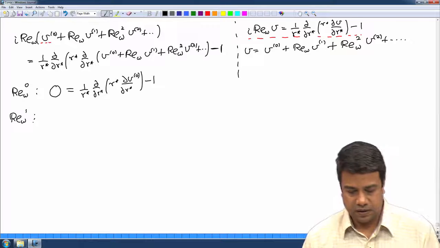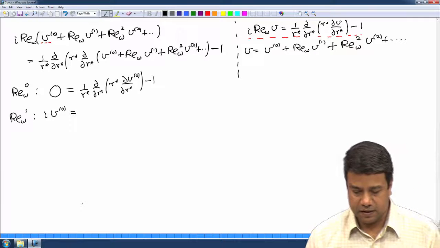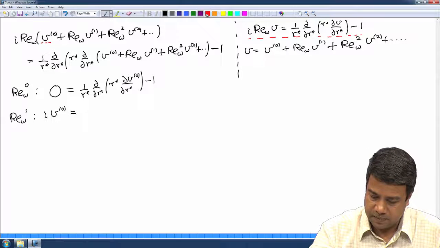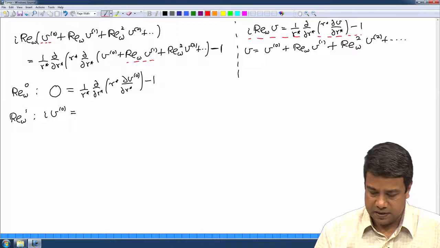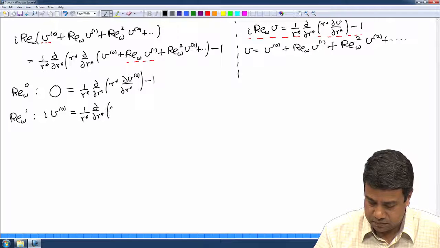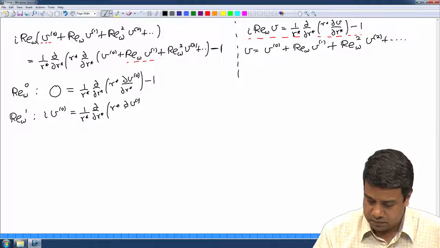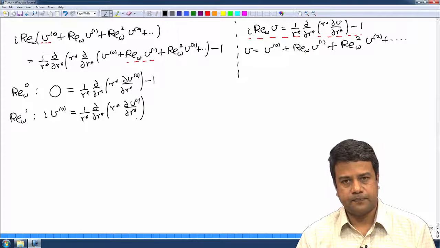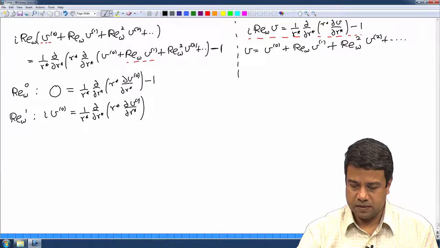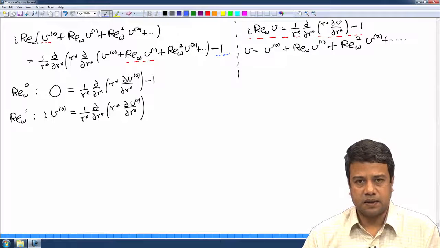Power 1. On the left side I have I times V0. On the right side the term that multiplies Re omega power 1 is this one. Note that there is no inhomogeneous term because this term is only multiplied by Re omega power 0.